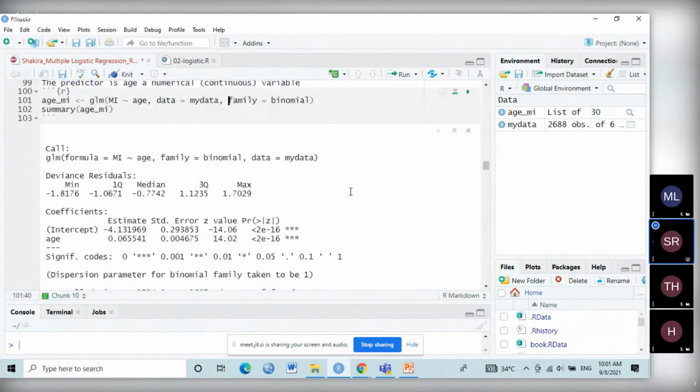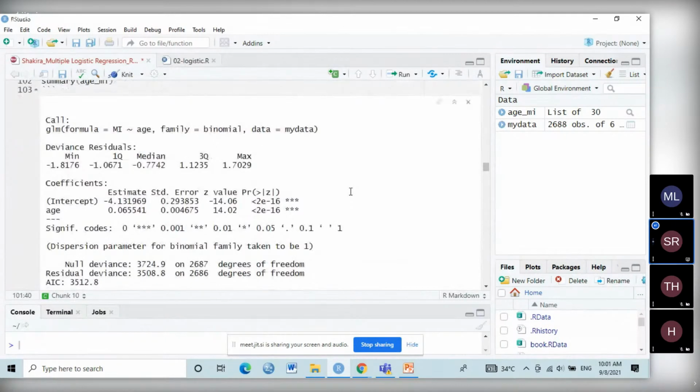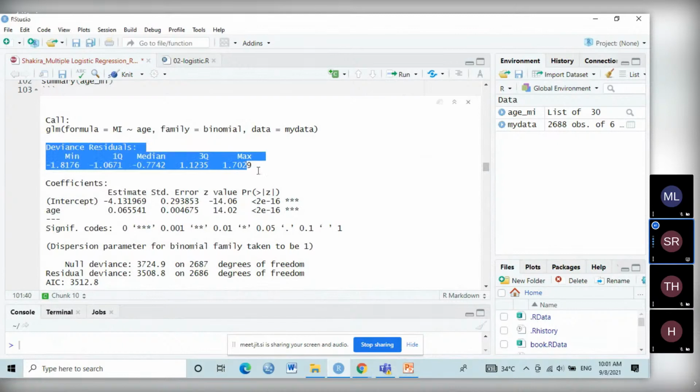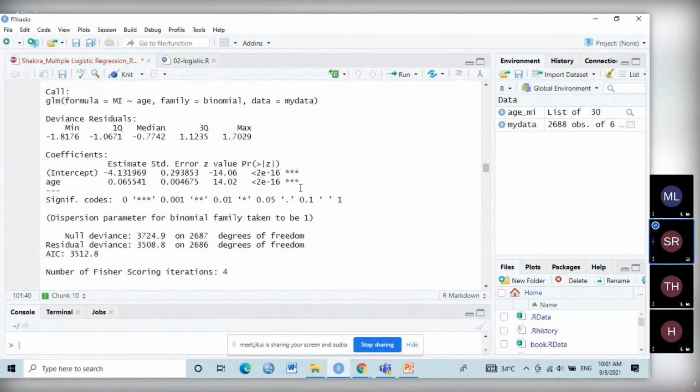So ini adalah default dia lah, output yang keluar untuk logistik. First dia keluar deviance residual. So saya tak cover pasal deviance tadi sebab dia panjang. But here we can see as long as dia center around 0, macam ni kita tengok kan, dia not far from 0, so it's okay lah. So kita boleh check our model using deviance residual.